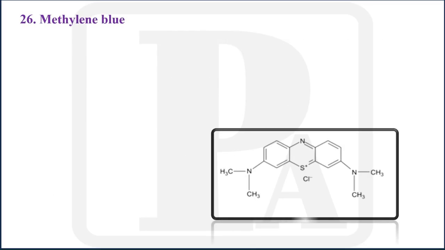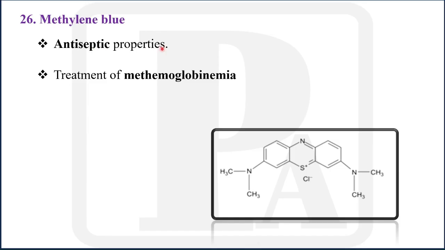So the next one is called methylene blue. Look at the structure of methylene blue. It has phenothiazine as the nucleus. Both ends are connected with dimethylamine, and it also has chlorine. This one has antiseptic properties. It is used in the treatment of methemoglobinemia.